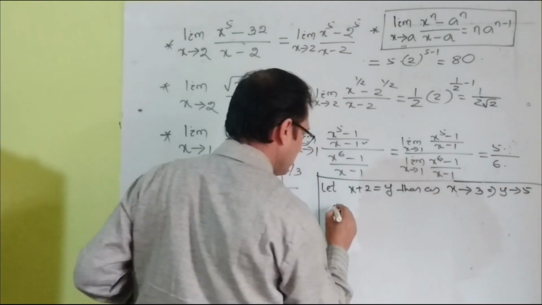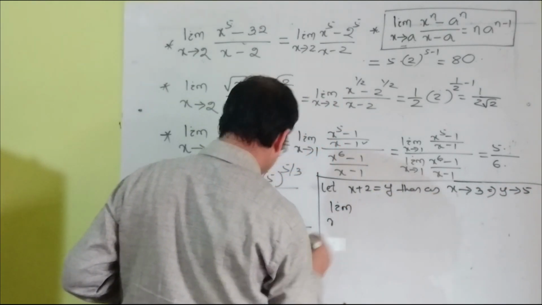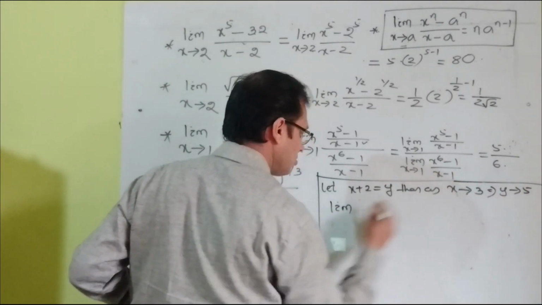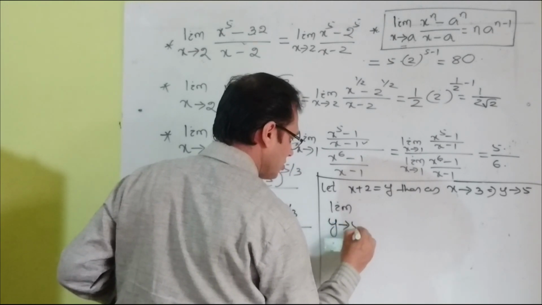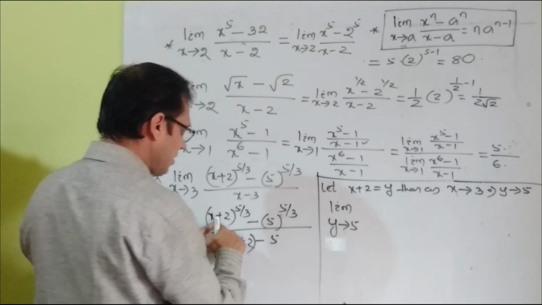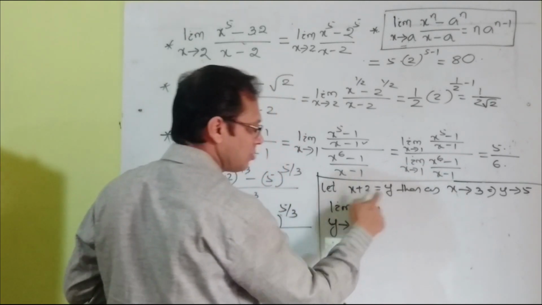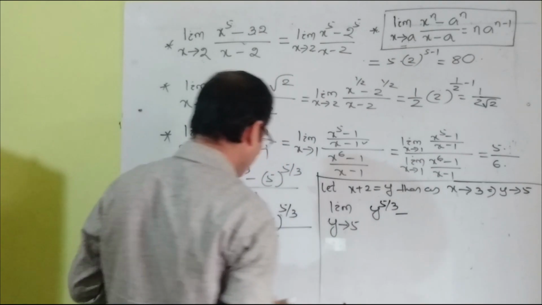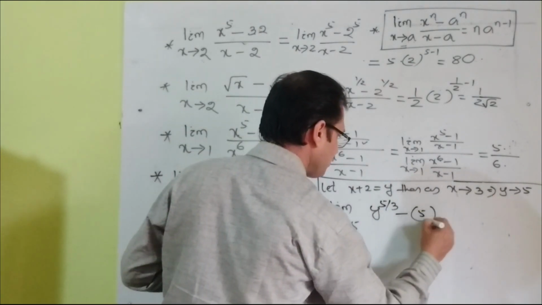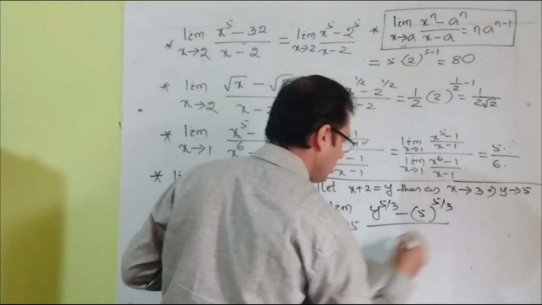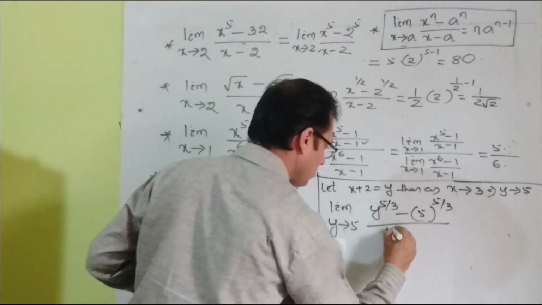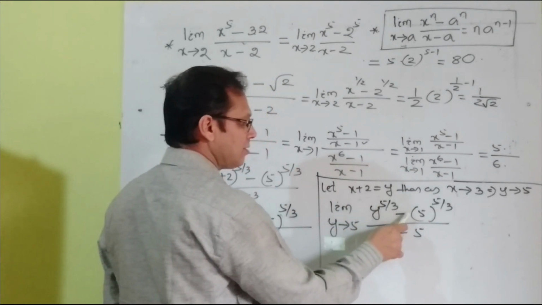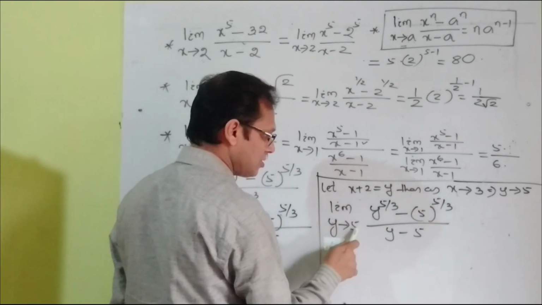So y tends to 5. So this one takes the form limit, when x tends to 3, y tends to 5, so you will write here y tends to 5, and this x plus 2 can be replaced by y: y to the power 5 by 3 minus 5 to the power 5 by 3, whole divided by y minus 5. So this one is in the form of x to the power n minus a to the power n by x minus a, x tends to a.